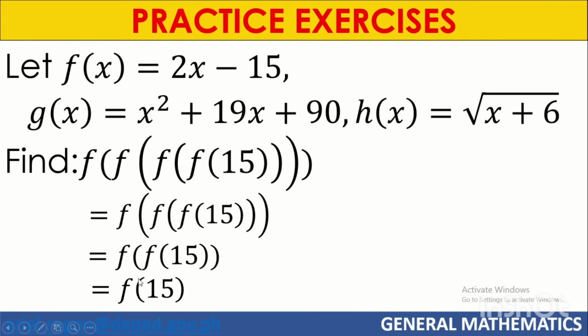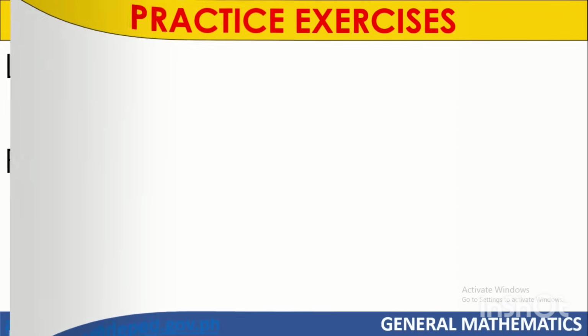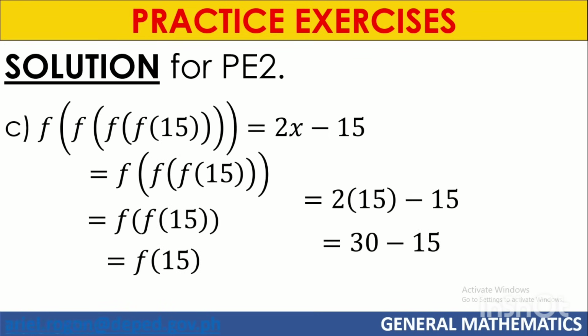So, therefore, papalitan natin yung x, nung f of x ng 15. So, that is 2 times 15 minus 15. 30 minus 15, the answer is 15. So, therefore, that is the final answer. Okay. This one, naulit lang.